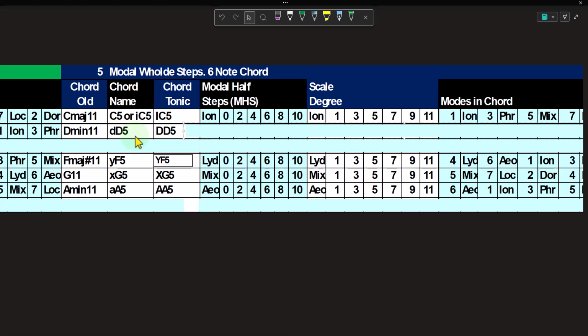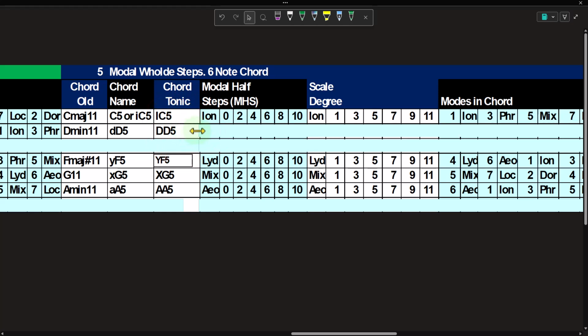And that would tell us that it's going to be starting on the D node, or the Dorian node, which happens to be a D this time. And then we're going to go up 2 modal half steps. We just include 2 modal half steps from there, and that's how you build the chord.